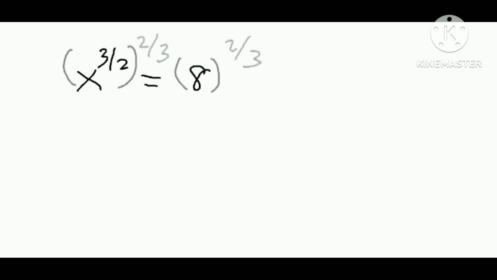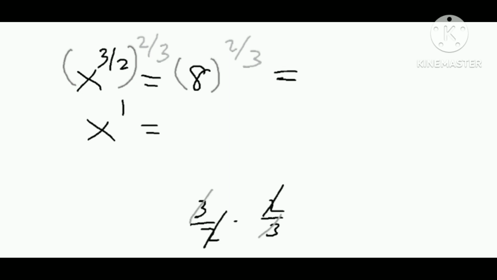So whenever you raise one exponent to another exponent, you're multiplying. So we're multiplying 3 over 2 times 2/3. The 2's will cancel, and the 3's will cancel. So on the left side, what we now have is x to the first power. But on the right side, we have 8 to the 2/3. How can we simplify that? What is 8 to the 2/3?